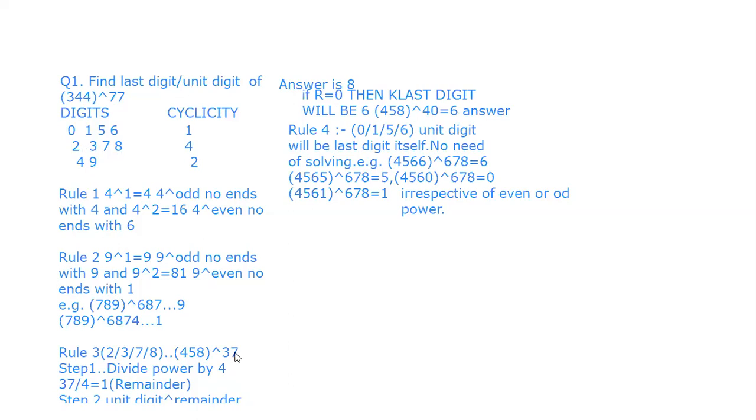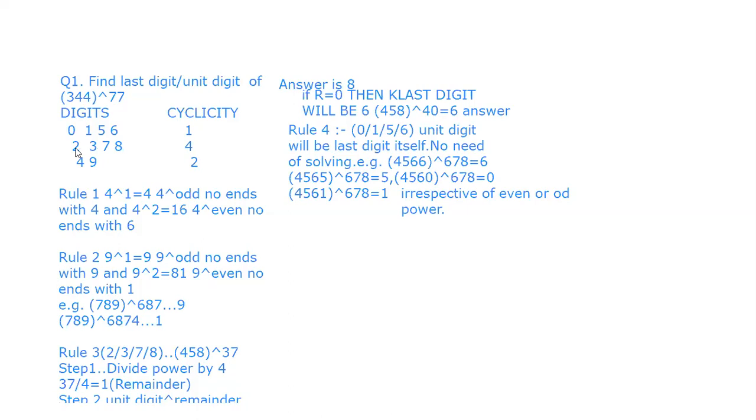See, sometimes what happens, suppose instead of 37, I have 36 here. Now if I divide 36 by 4, 4 nines are 36, my remainder is 0. So if the remainder is 0 and the last digit is 2 or 8, you have to keep one thing in mind. In such questions, the last digit will always be 6. Like 458 raised to power 40. The last digit is 8, cyclicity is 4. If I divide 40 by 4, I get remainder 0. So my last digit would be 6. So you have to keep this in mind only for the second line.